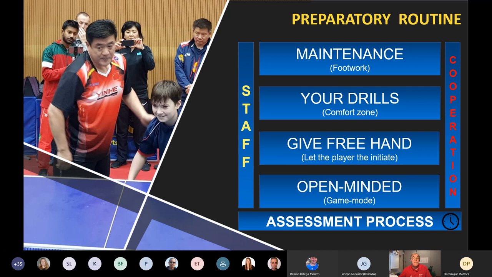Open-minded, of course. When we do this work, we have to keep them very ready to respond to different situations and having the proper abilities to handle them. And then at the end, to have an assessment process.